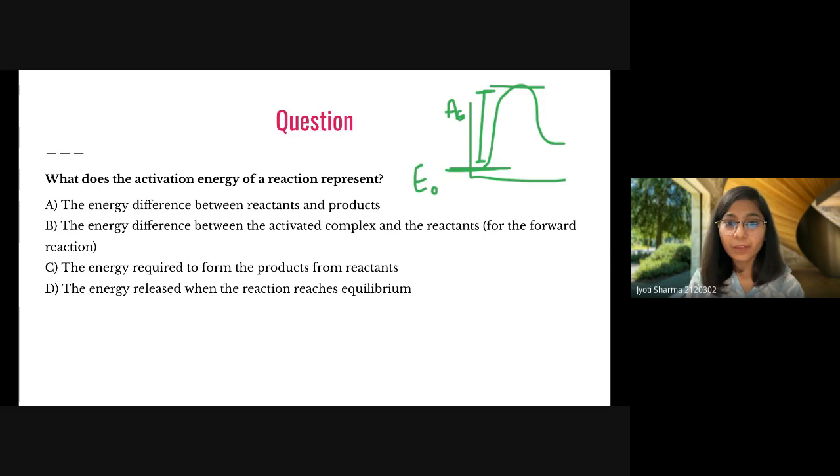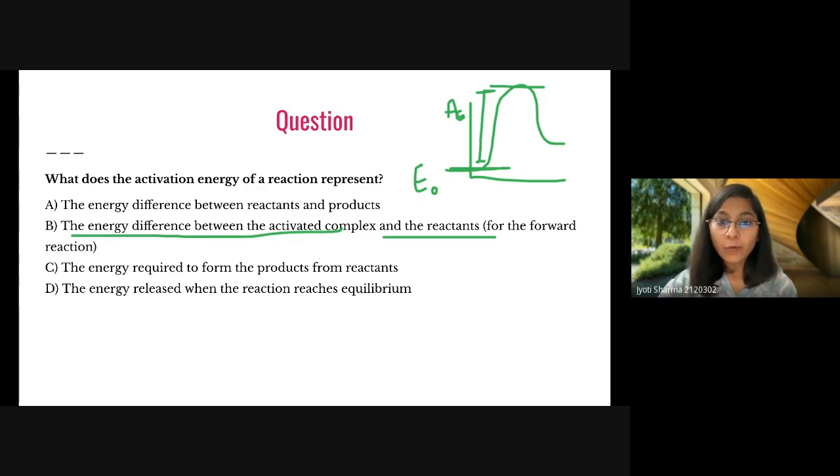Let's see. From that graph, what we can tell is that this is the energy difference between the activated complex and the reactant for the forward reaction. And for the backward reaction, this will be the energy difference between the activated complex and the product. Okay, so this is the activation energy. So how much energy we need to form the complex: we will have some initial energy with the reactant, and then the energy we need, so it will be the difference. So that's why this B should be the right answer.